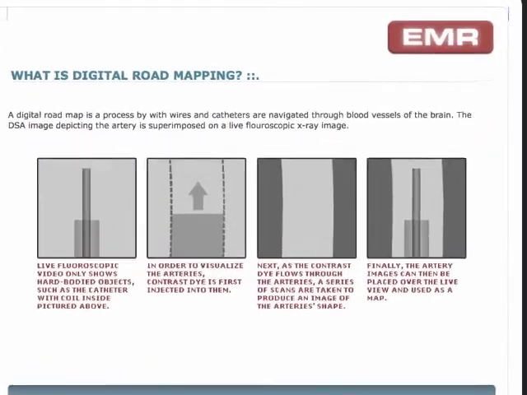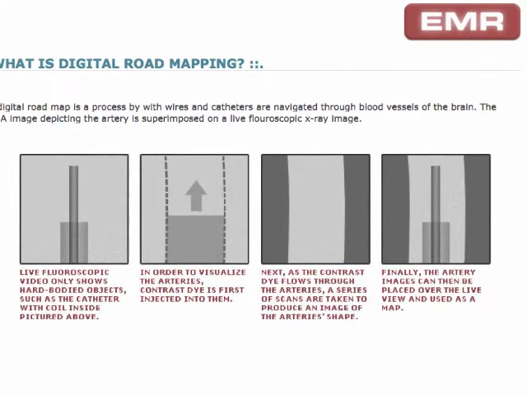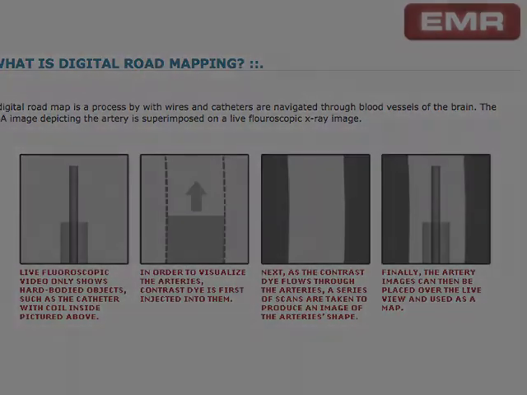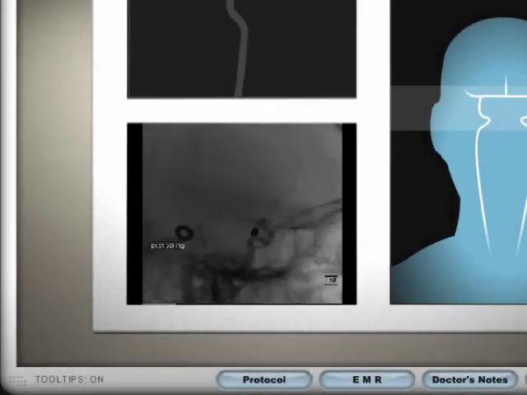Digital road mapping is often used to determine the type and severity of the blood vessel damage so that prompt and proper treatment can be given. Once contrast dye is delivered, the computer subtracts out all the bony structures so that you only see blood vessels. This will clearly highlight any blocked blood vessels, burst blood vessels, or aneurysms.